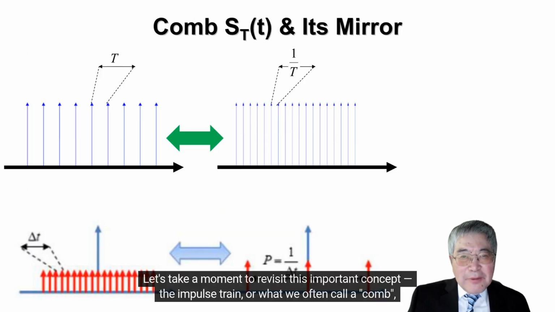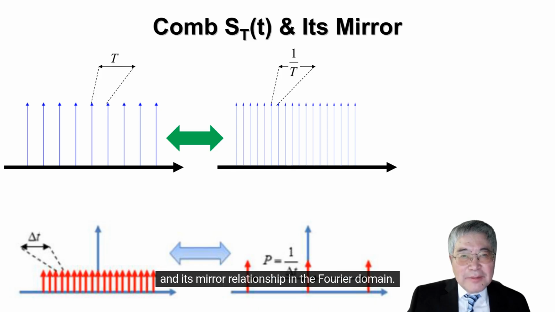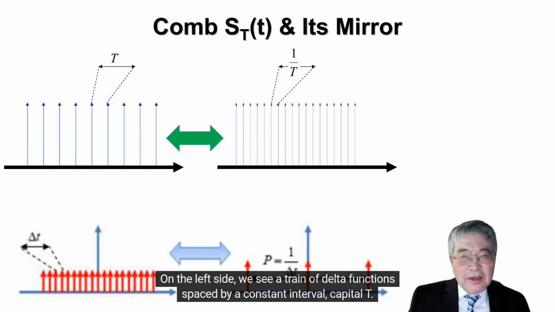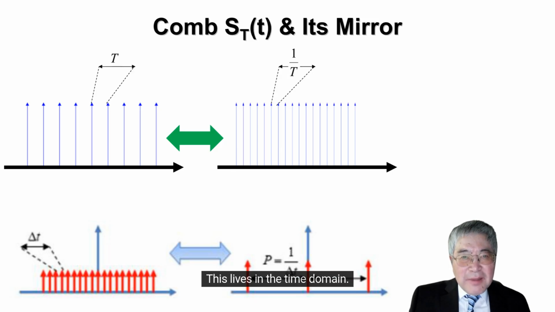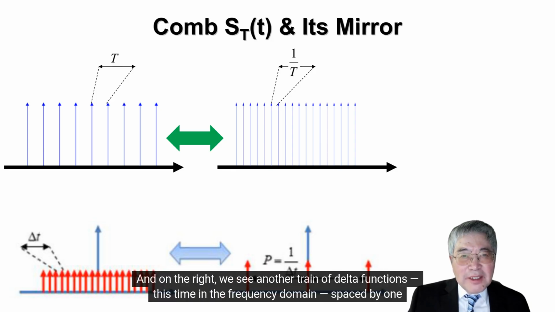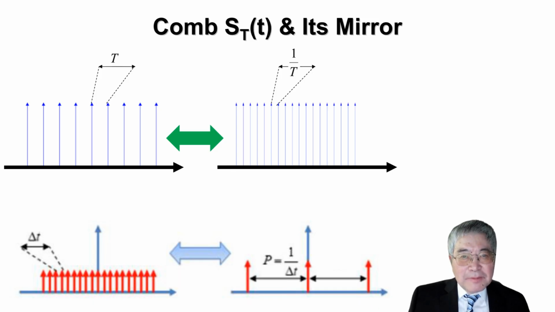Let's take a moment to revisit this important concept. The impulse train, or what we often call a comb, and its mirror relationship in the Fourier domain. On the left side, we see a train of delta functions spaced by a constant interval, capital T. This lives in the time domain. And on the right, we see another train of delta functions, this time in the frequency domain, spaced by 1 over T. This is a classic Fourier pair.